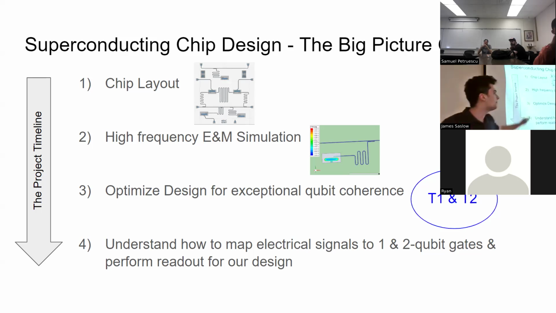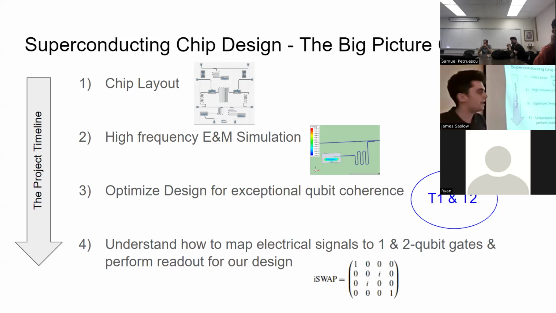Then you want to optimize the design for exceptional qubit coherence. You're feeding the qubit information with these signals, and you want the qubit to actually hold on to that information. So you want to optimize these T1 and T2 times. Lastly, you want to understand how to map these electrical signals to single and two-qubit gates. For example, what I'm really after in the long term is the iSWAP gate. The iSWAP gate is the entanglement gate for superconducting qubits. If I get the iSWAP gate, then I have a computer that's fundamentally different than the rest. It has an inherent quantum ability that regular computers just cannot do.